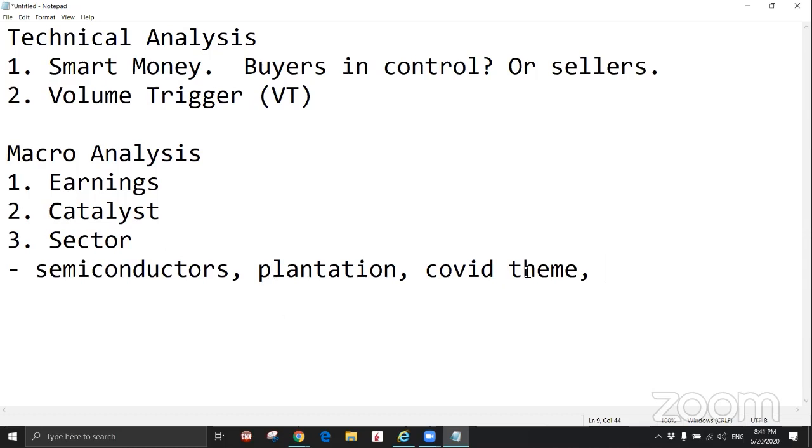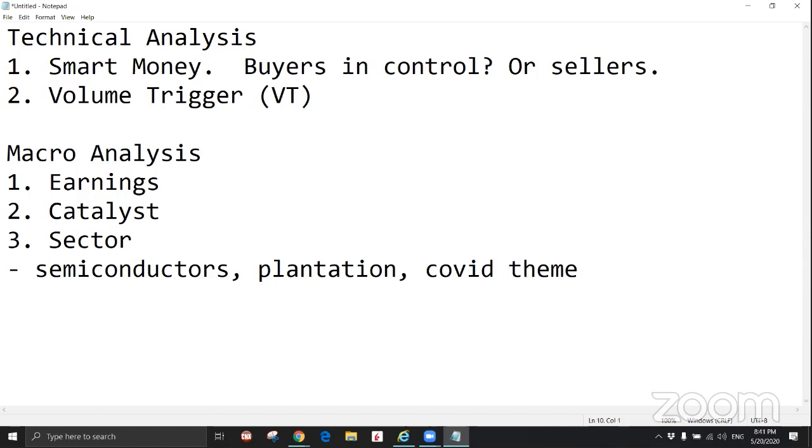I don't care whether they make rubber gloves, face masks, or PPE, so long as it's because of COVID, I call them the COVID team. These are the three main ones that I am very familiar with.